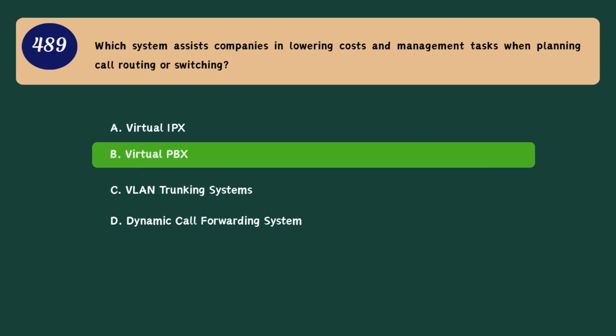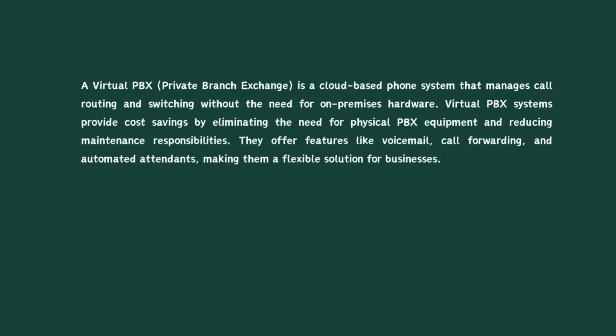Correct answer. B. Virtual PBX. A virtual PBX, private branch exchange, is a cloud-based phone system that manages call routing and switching without the need for on-premises hardware. Virtual PBX systems provide cost savings by eliminating the need for physical PBX equipment and reducing maintenance responsibilities. They offer features like voicemail, call forwarding, and automated attendance, making them a flexible solution for businesses.